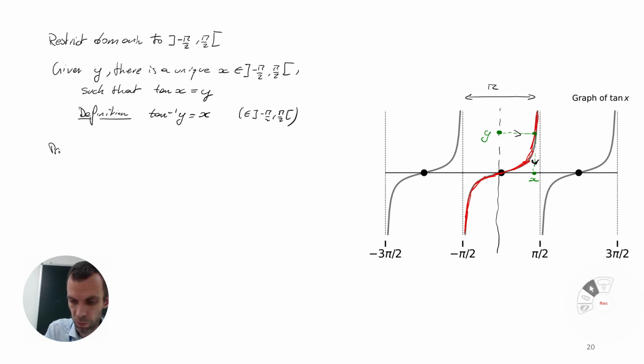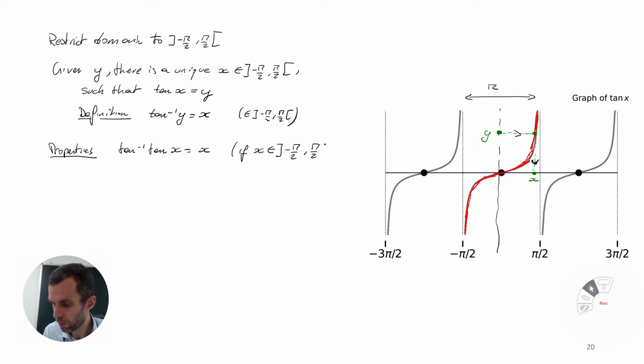And now the properties are also very similar. If I apply the tan inverse to the tan of x, I get x back, if x is in the interval minus pi over 2, pi over 2. And if I apply the tan to the inverse tan of y, I get y. And here there are essentially no restrictions. Y has to be between minus infinity and plus infinity.